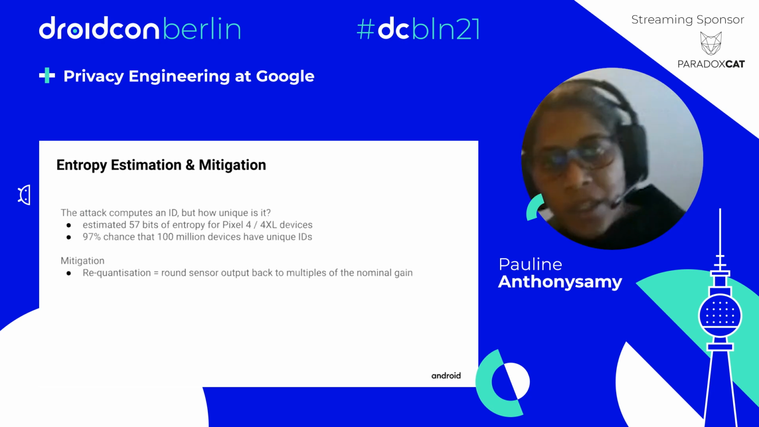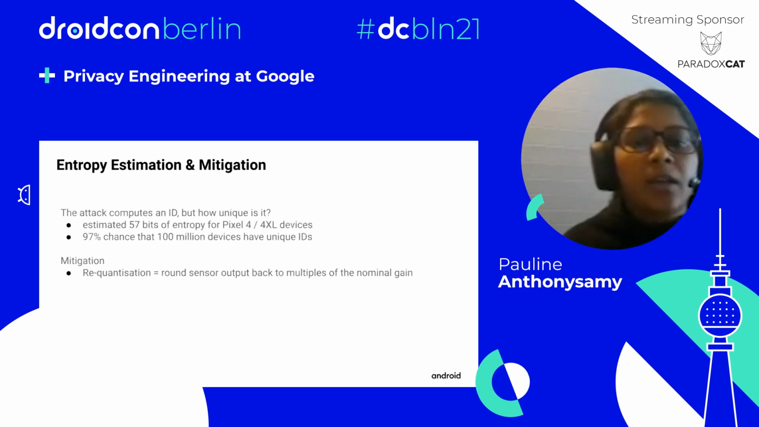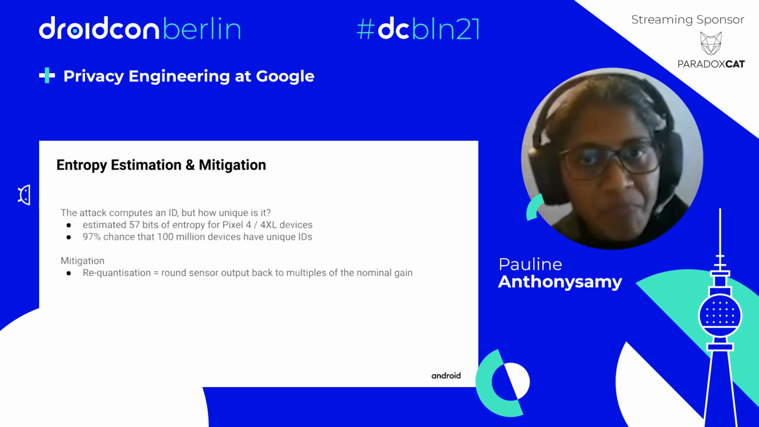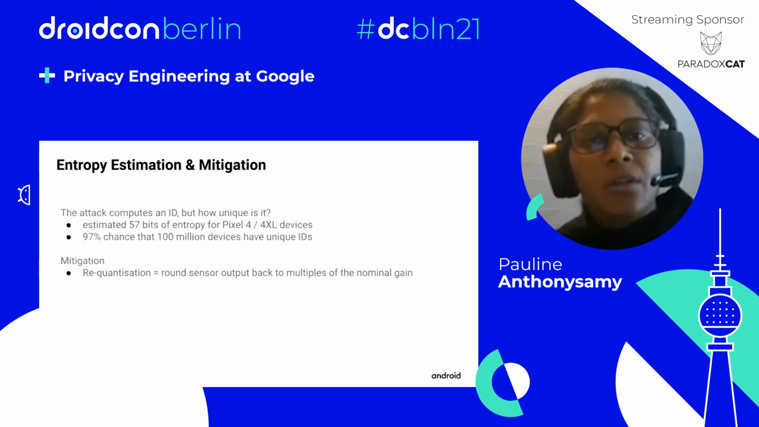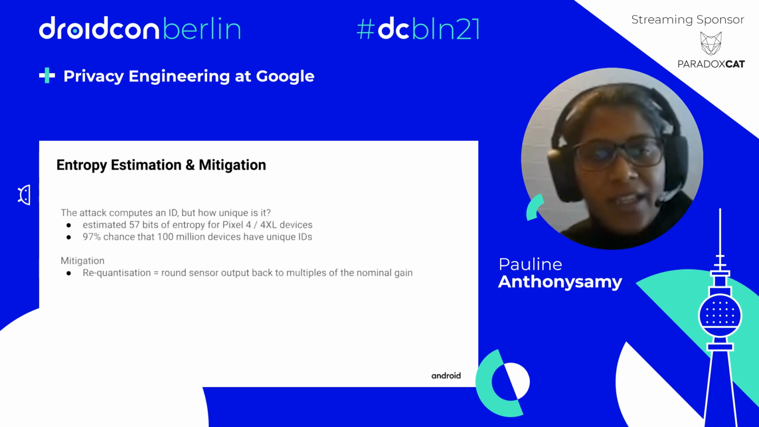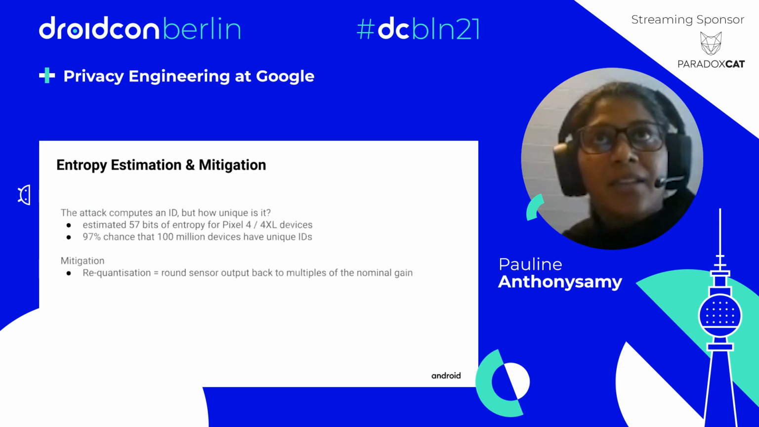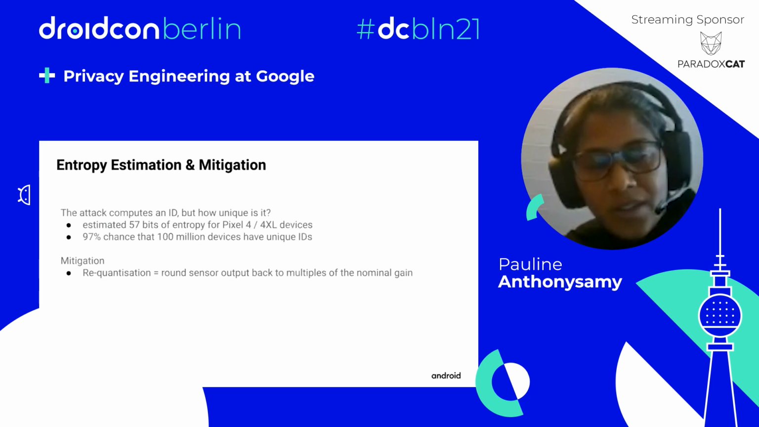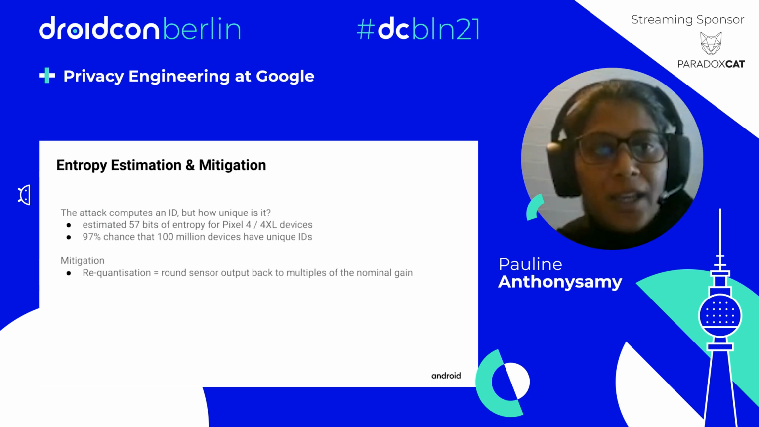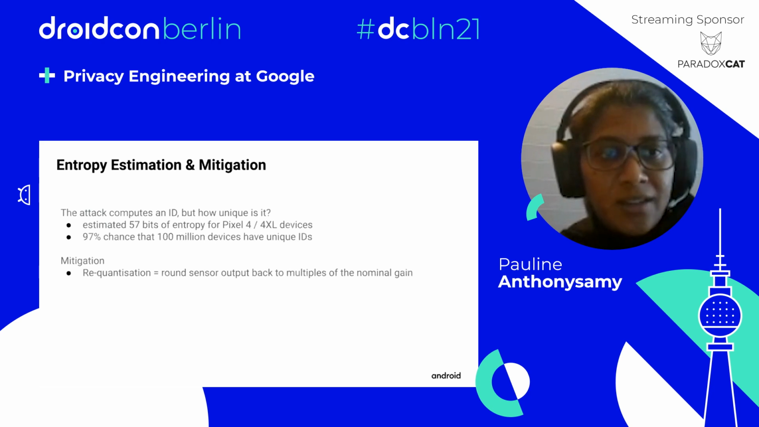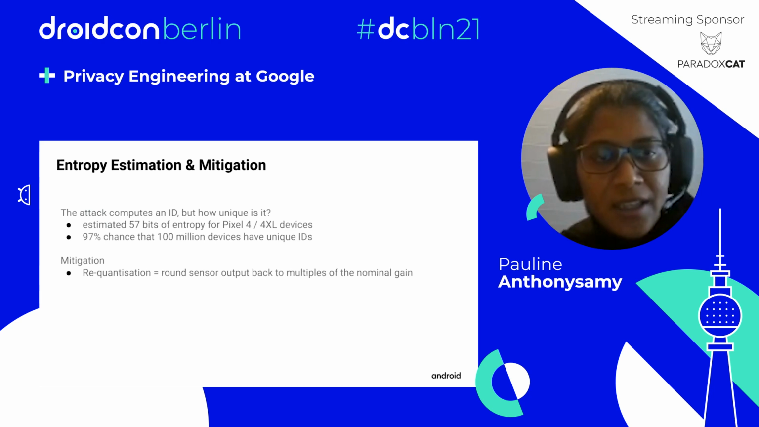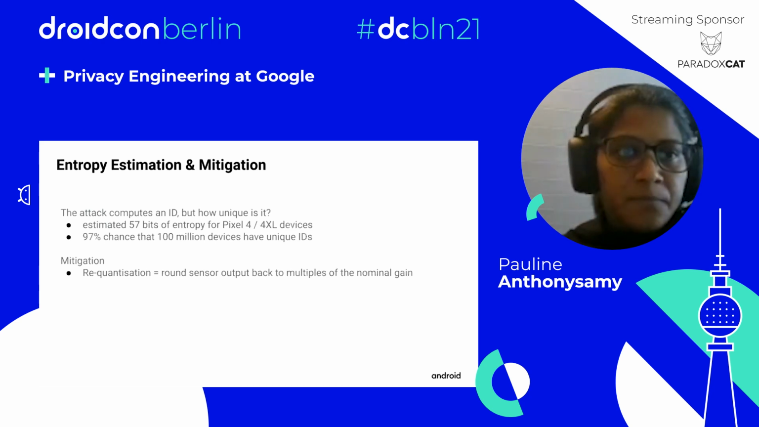So what did we do? We worked internally with the sensor framework team, and we reproduced the issue. The attack essentially computes the device ID, and we looked at how much entropy this ID had. We estimated that it had 57 bits of entropy. This was tested on Pixel 4 and Pixel 4 XL devices. And there was a 97% chance that 100 million devices have such a unique ID.